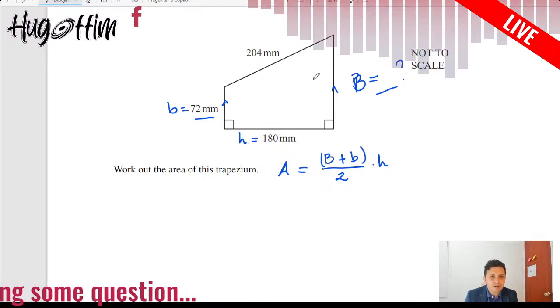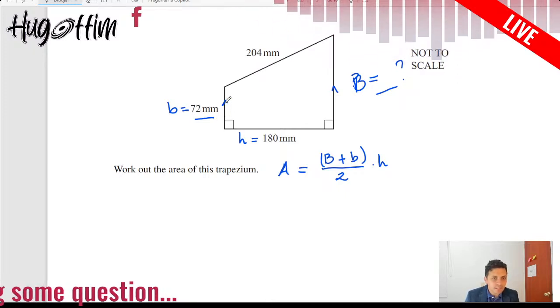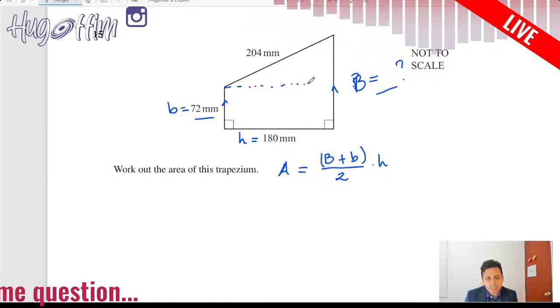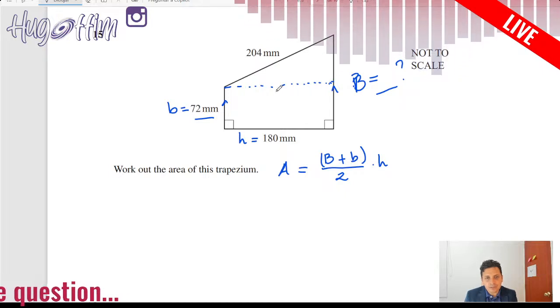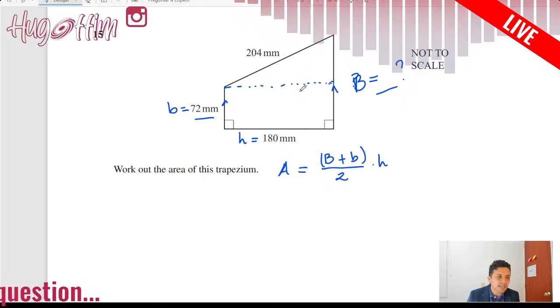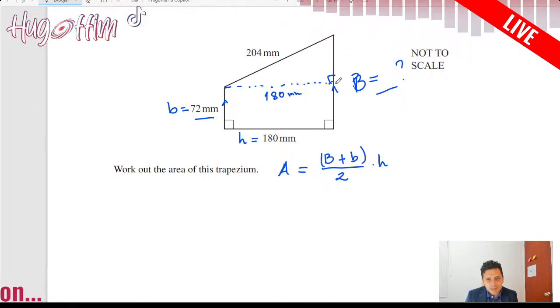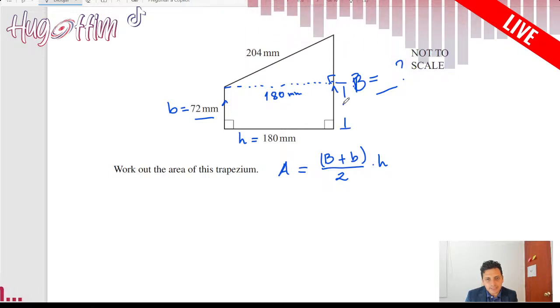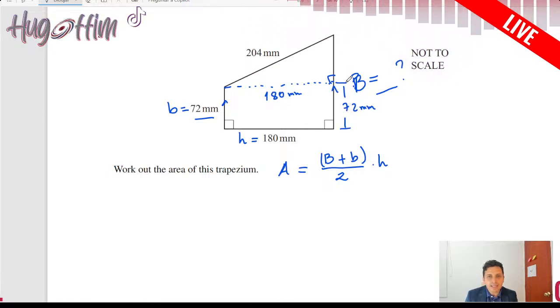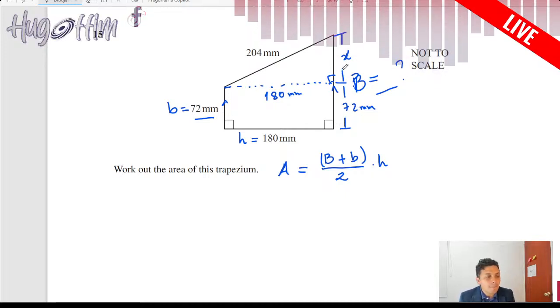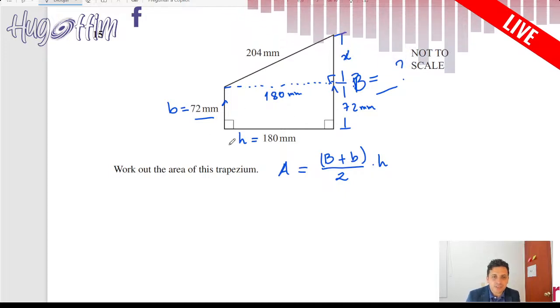Now the question is, how could I find the base? What you can do to find out the base is to understand that this is like a rectangle, and here we can separate this into a triangle and a rectangle. This should be a right triangle, and this length that is here is going to be 180 millimeters. This length that is here is the minor base, 72 millimeters, and now I have to find this length here. I'm going to call it x. So I know that the major base is just 72 plus x. This is what I need to do to find out the area of the trapezium.